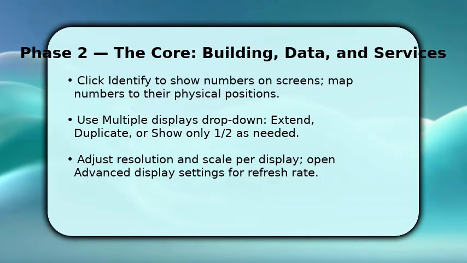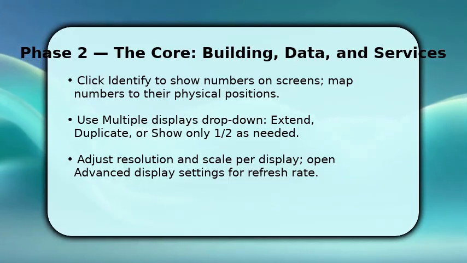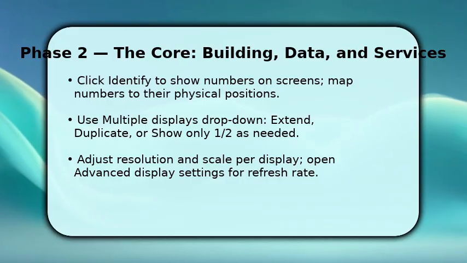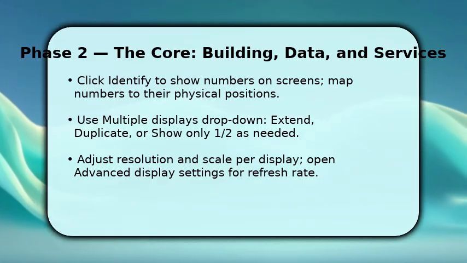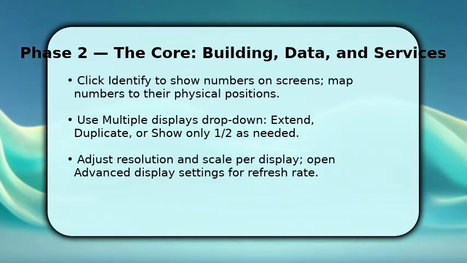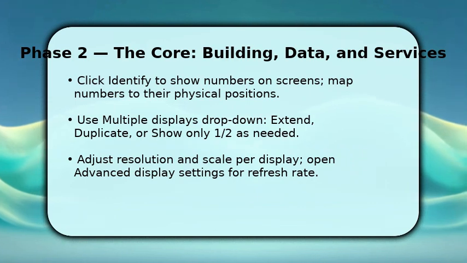Make a choice in multiple displays. Extend to expand your desktop, duplicate to mirror, or select a single screen. Then set resolution and scale for each monitor. If you need to tweak refresh rates, open Advanced Display Settings. Doing these steps makes sure Windows and performance behave correctly across different sized screens.